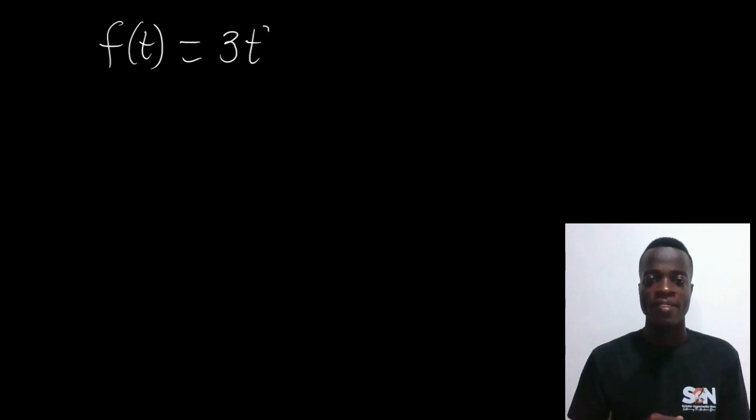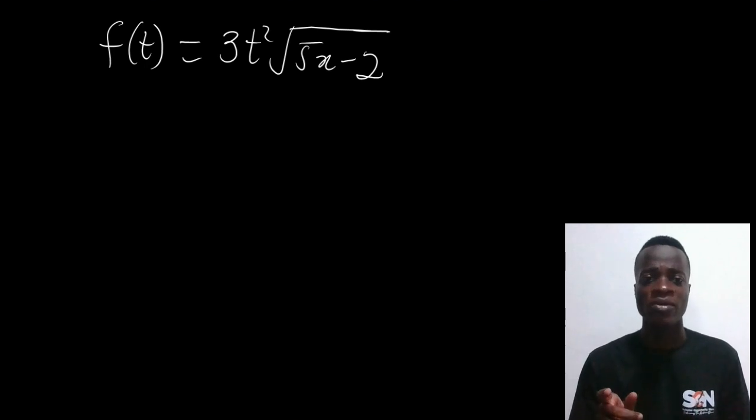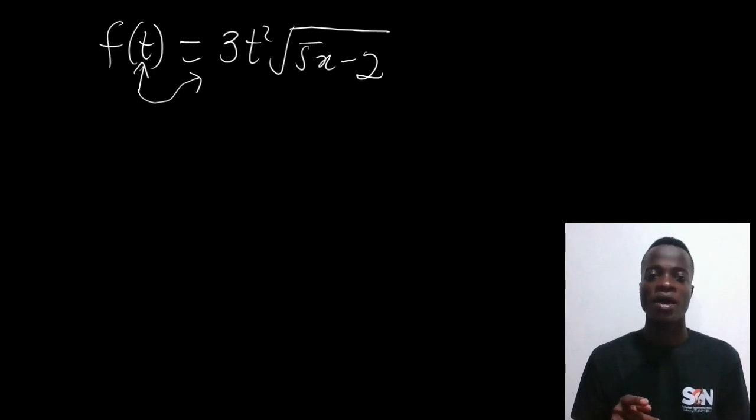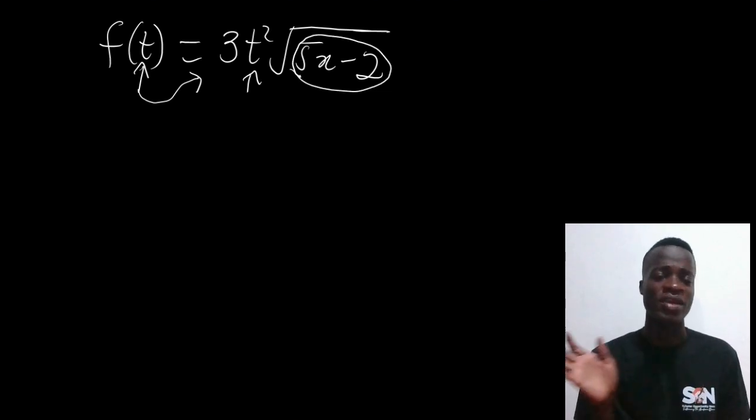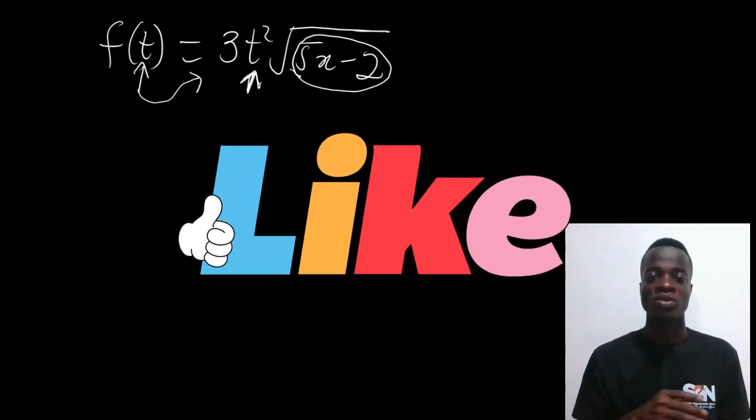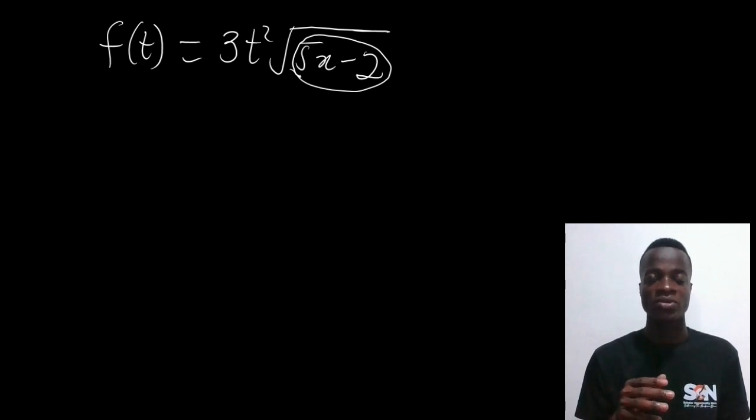Let's try one last example, then we can close the docket on this. Let's say f of t is equal to 3t squared times the square root of 5x minus 2. In this function, what's the input variable? The input variable is t. Looking at the expression, the input variable t is not under the square root, so we are not having any issue there. The domain is all real numbers, there's no exception. We've taken time to find our way around these tricks: look at the input variable and locate it inside the expression.